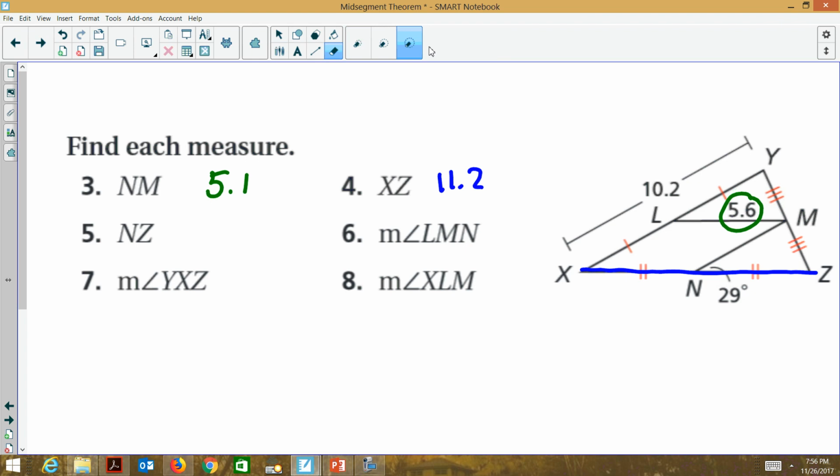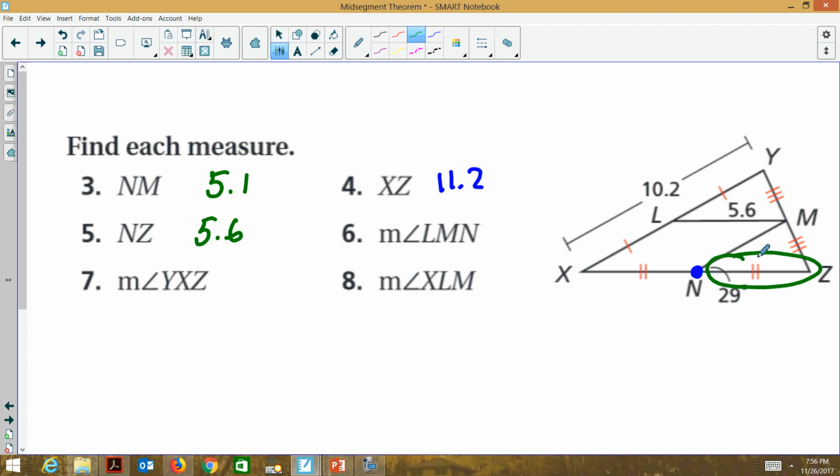One more segment to find would be NZ. Point N is the midpoint of XZ. We already found XZ, so we can find XN by dividing 11.2 by 2, and we would get 5.6. But we can see something else here. Half of the length of a triangle's side is going to be the same as the mid-segment.